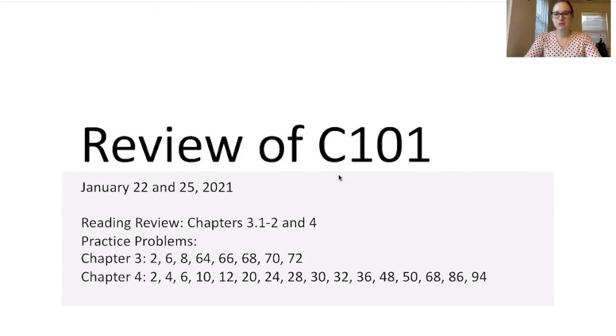Okay, so we are going to start off with our review of C101. This is not meant to be a comprehensive review of every single thing that you guys did. However, this is meant to be a review of some of the important concepts that we're going to revisit in C102. So I went ahead and listed some reading of some important chapters, chapter 3, sections 1 and 2, as well as chapter 4. There's also a little bit in chapter 6.